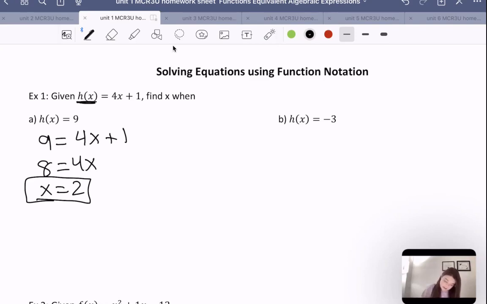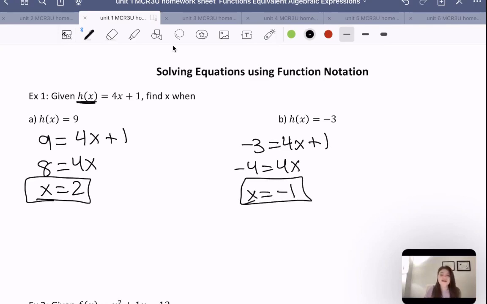Okay, let's try this one. Negative 3 equals 4x plus 1. So therefore, negative 4 equals 4x, and therefore x is equal to negative 1. And there's our answer. Voila. So same as solving other equations we've solved, probably for 5+ years at this point, maybe more than that, maybe less than that, but somewhere around that ballpark, except that we're using a different notation now, where we replace y with h of x or f of x or g of x or some sort of function notation.